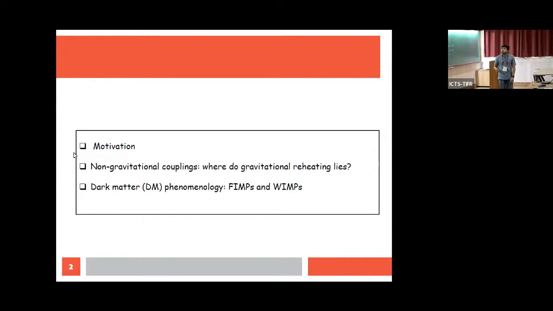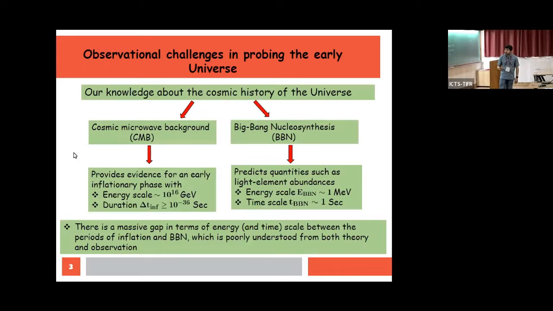First of all, I talk about the motivation, why the reheating phase is important. Then I talk about the non-gravitational coupling. So we took different couplings between the inflaton and the daughter field sector, and we'll see where the gravitational interaction lies in the rest. And then I talk about the dark matter phenomenology in terms of FIMPs and WIMPs.